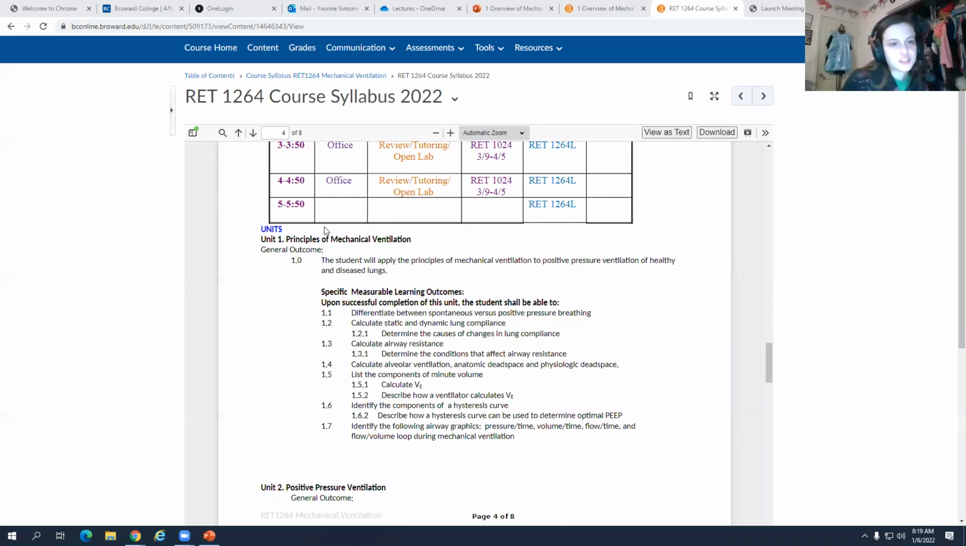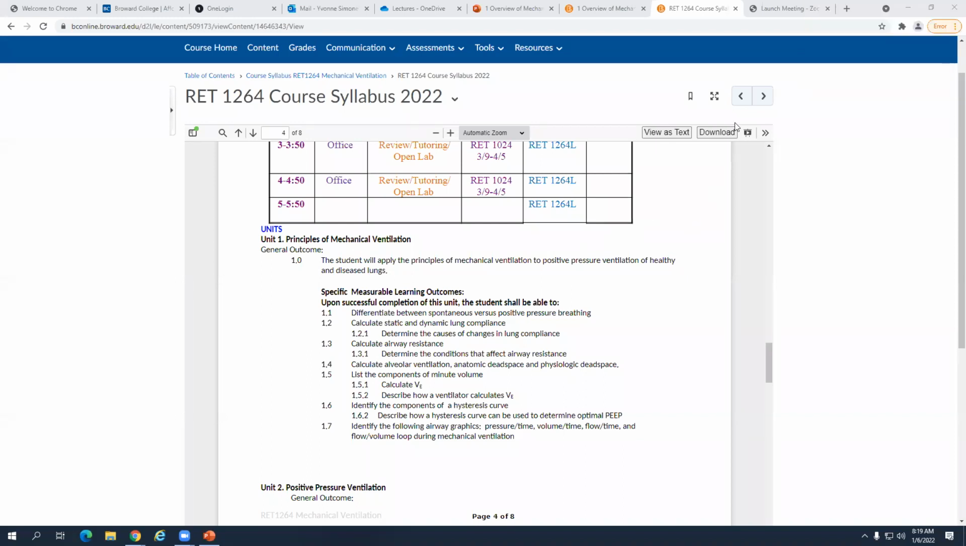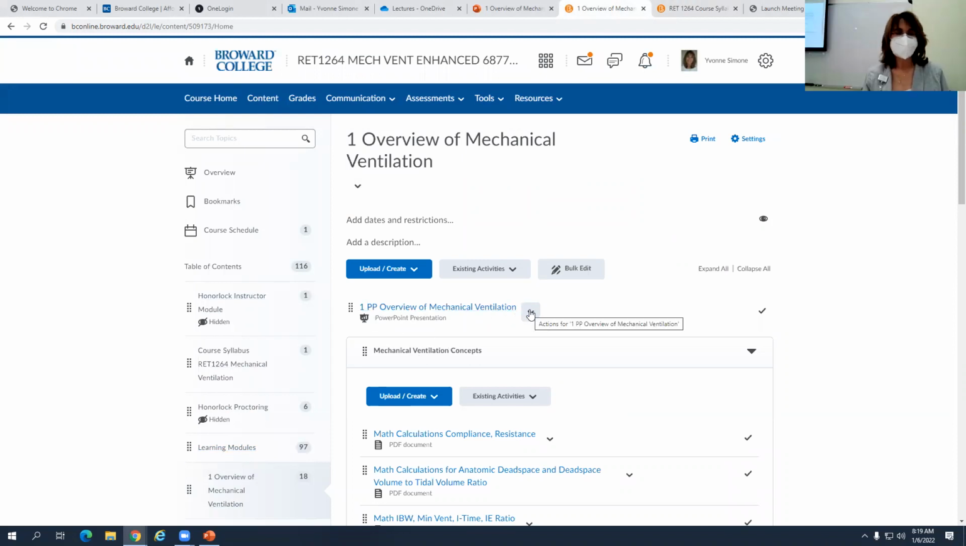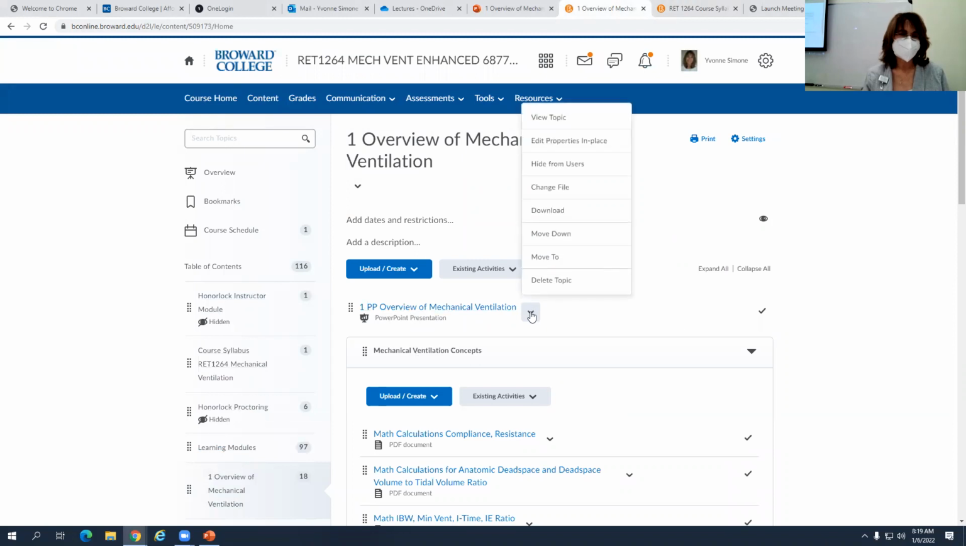I just did, so. Which one is that? Is that in D2L? Yeah, in D2L, click on Learning Modules. And then a huge list of all the modules show up. And then the first one is called Overview of Mechanical Ventilation. Got it. And then you just click on the arrow next to the title and click download. And then it'll download it onto your computer so that you can print it or do what you want with it.